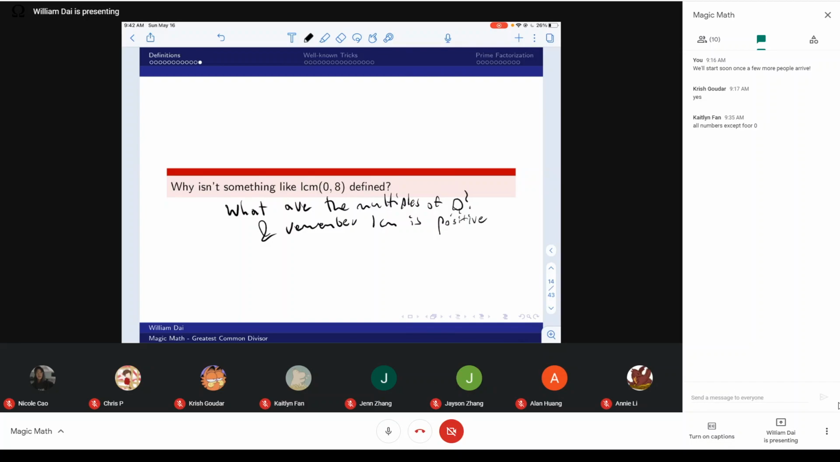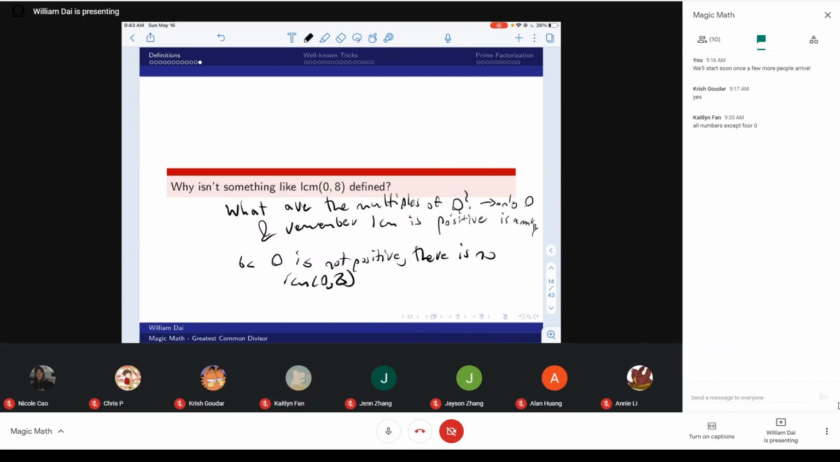Okay, so only 0 is a multiple, and because 0 is not positive, there is no LCM of 0 and 8. There's no such positive integer that's both a multiple of 0 and 8.